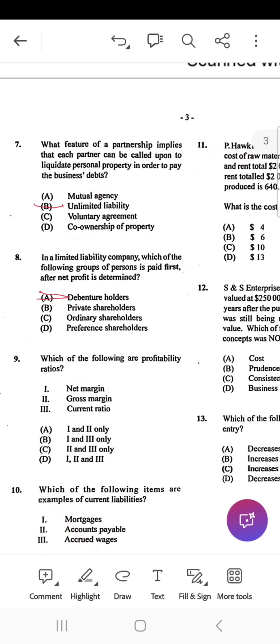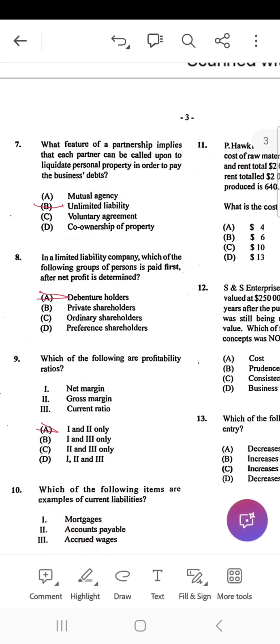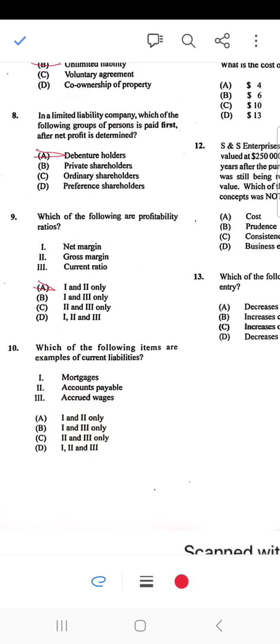Number 9. Which of the following are profitability ratios? The net profit margin or net margin, yes. Gross margin, yes. Current ratio, no. That's a liquidity ratio. So the answer will be 1 and 2, A. Number 10. Which of the following items are examples of current liabilities? This is a question that we see often. Mortgages could last up to 30 years, and current liabilities are things that you expect to owe for less than a year. So that will just be your accounts payable and your accrued wages. So the answer is C.